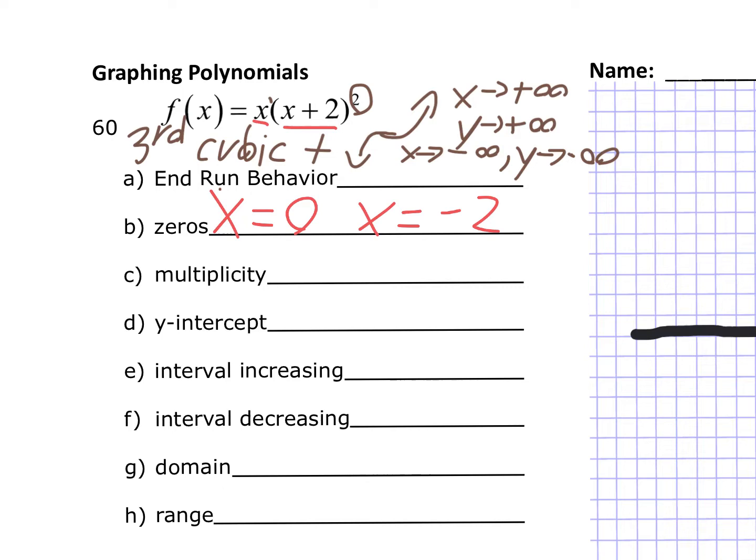Multiplicity. I look at my exponents for this. Exponent of 1, that's an odd exponent. So at x equals 0, I'm going to have a cross occurring. At x equals negative 2, I have a 2, a squared exponent. That's an even number, so I'm going to have a bounce. My y-intercept, plug in a 0 for my x values, and solve. I'll end up with a y-intercept at 0, 0.